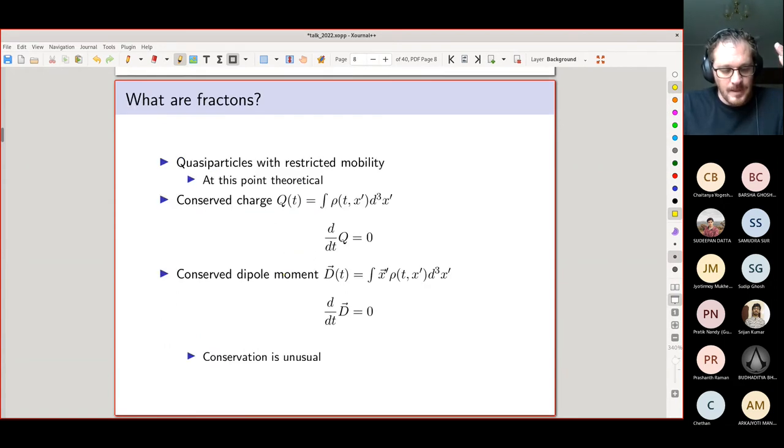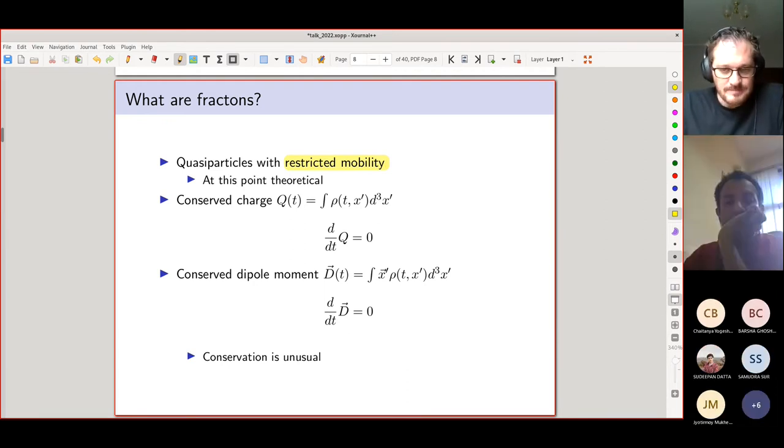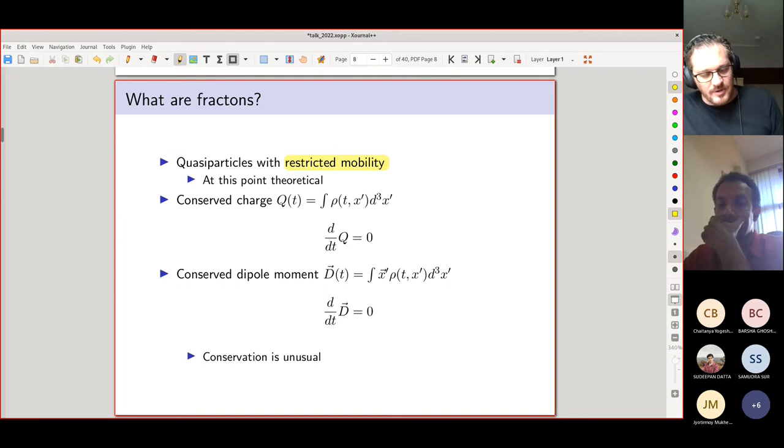So what are fractons in this kind of context? They are quasi-particles, and they have the characteristic feature of having restricted mobility. At this point, they are still theoretical, so they are not realized yet in the lab. And the restricted mobility comes due to some kind of interesting conservation laws. These theories have a conserved charge, and that is something you might know very well from electrodynamics.